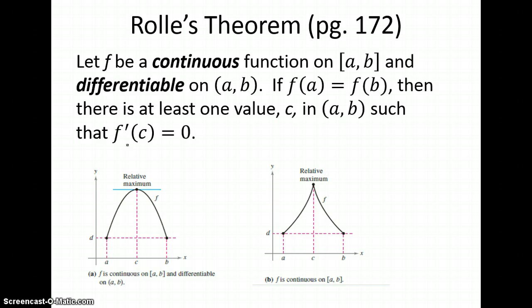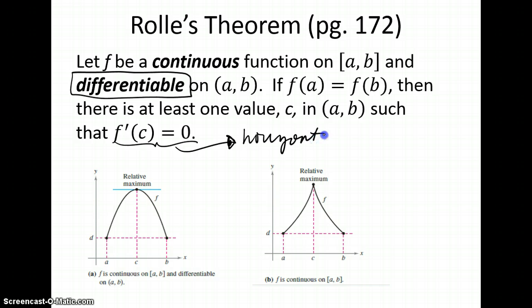Okay, so let's pick apart this a little bit. Differentiable, you have to be able to find the derivative on the open interval. We know the derivative doesn't exist at an endpoint. That's why it would be open. If the derivative equals 0, graphically, what would this represent? There would be a horizontal tangent line at x equal to c.